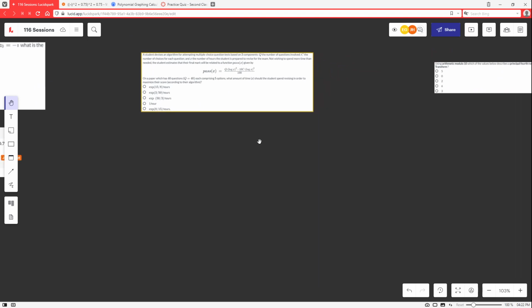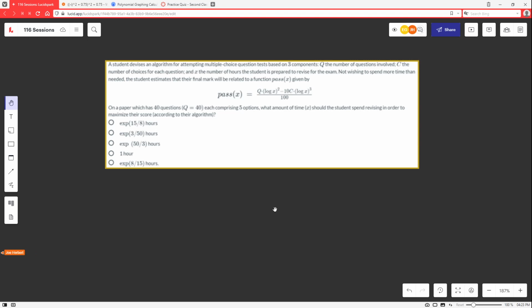Okay, next up. Oh, this one. Yeah. This one took me like 30 minutes to figure out because for some reason I kept typing in wrong without realizing. Fourth time's the charm. Okay, so this one is a student devises an algorithm for attempting multiple choice questions based on 3 components. Q is the number of questions involved, C is the number of choices per question, and X is the number of hours the student is prepared to revise for the exam. The student is trying to find X. The following function is what describes X.